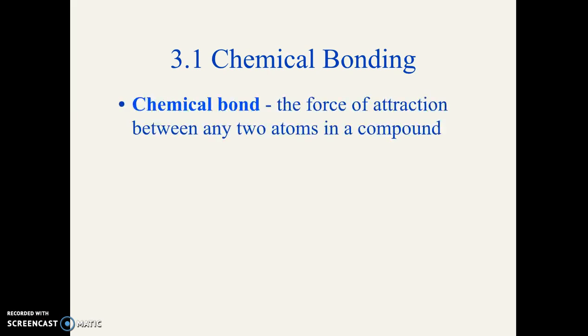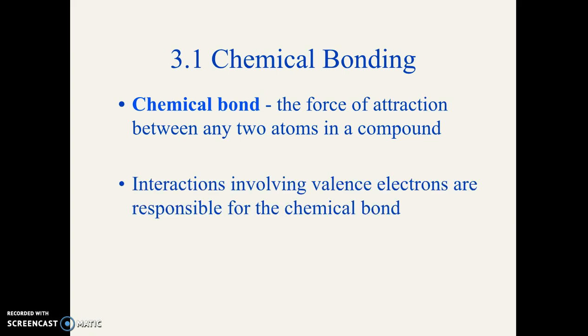So chemical bonding, what is a chemical bond? It's the force of attraction between any two atoms in a compound. So for some reason, those two atoms are attracted to each other. It could be because of an opposite charge, so a positive and a negative charge like in an ionic compound, or it could be because they're sharing electrons to try to get full. Because remember, the goal when they form a chemical bond is to get full, to have 8 valence electrons. So interactions involving the valence electrons are responsible for the chemical bond.